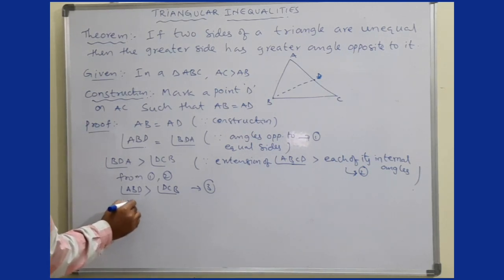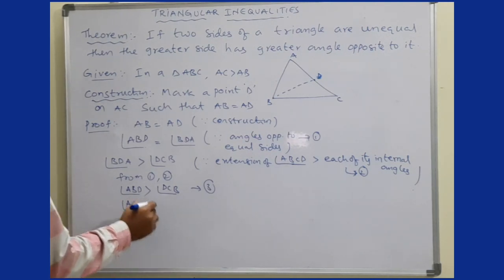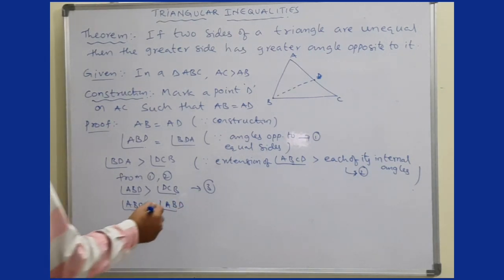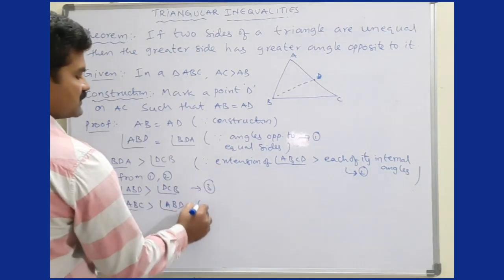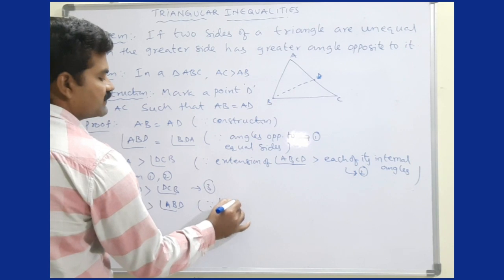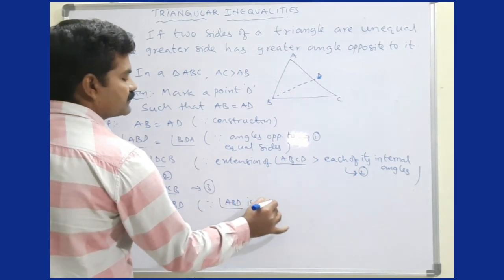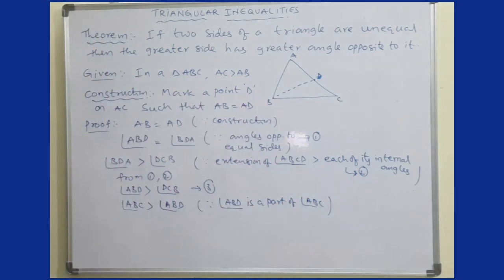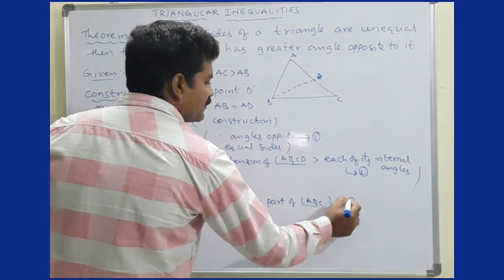Also, can I say that angle ABC is greater than angle ABD? Why? Because angle ABD is a part of angle ABC. Observe the diagram properly. ABD is a part of angle ABC, so definitely angle ABC will be more than angle ABD. Let it be relation number 4.